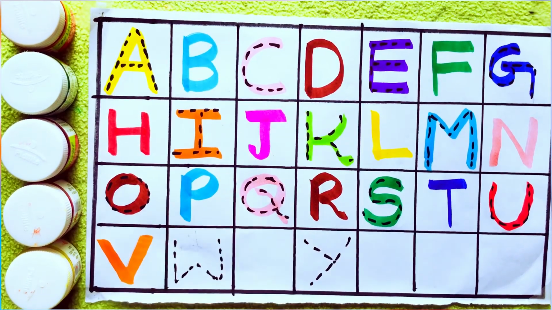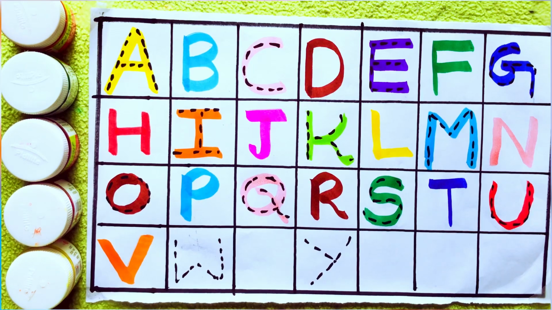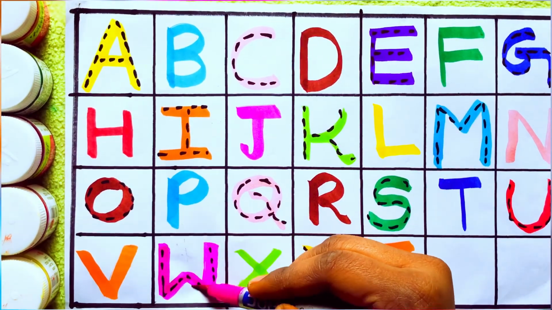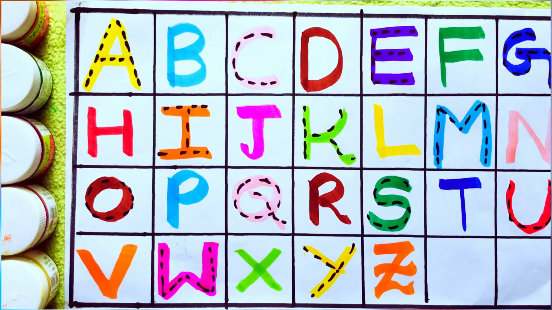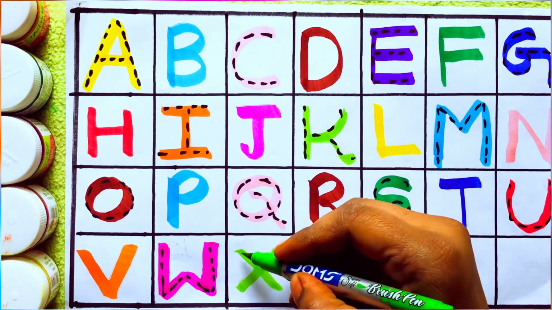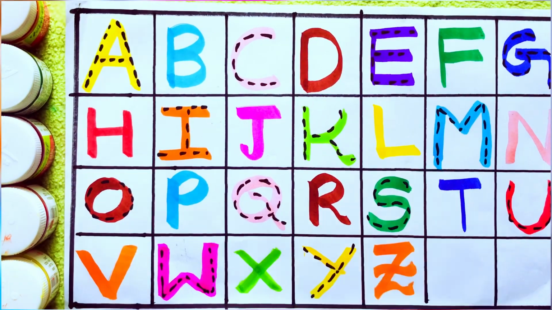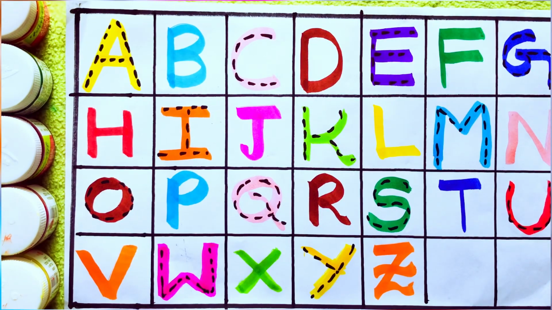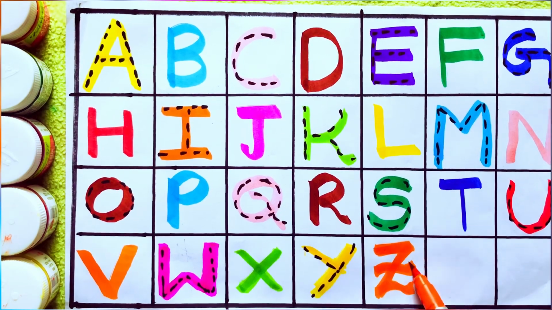V for van. W for watermelon. X for X-ray. Y for yellow paint. Z for zebra.